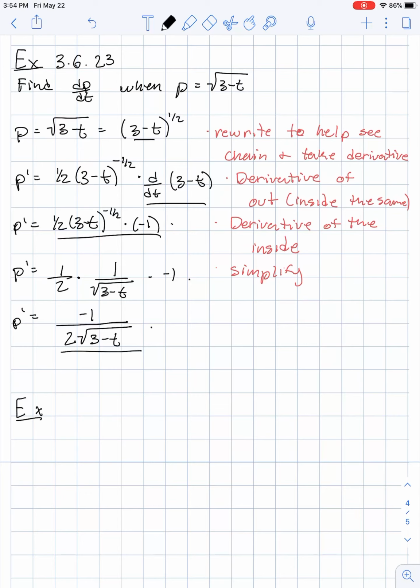Okay, so our next example is a really good one. Problem 3.6.15. And we're asked to differentiate y equal to secant of tangent of x with respect to x. That's what WRT means, with respect to.